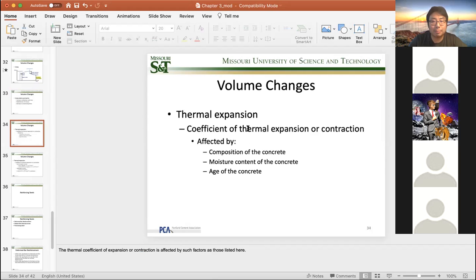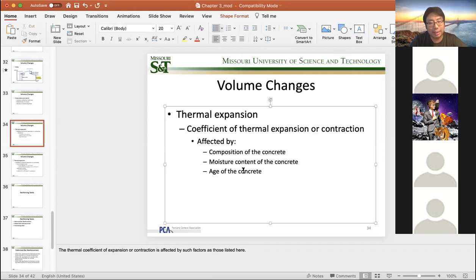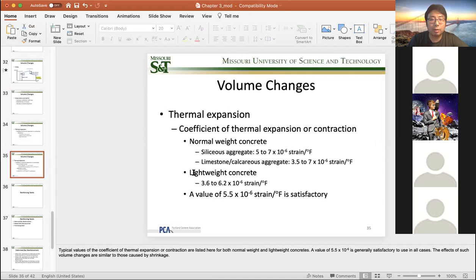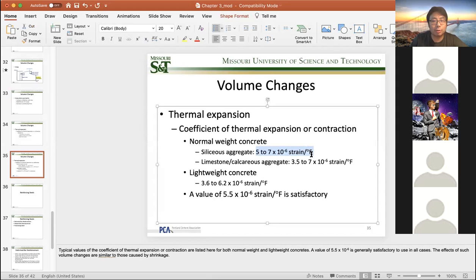And the thermal expansion basically comes from the composition of the concrete, moisture of the concrete, and age of the concrete, okay? So you just need to know this. We most likely will not test this, okay? So a quick number you need to remember is the coefficient of thermal expansion, okay? It's about 3 to 5, it's about 3 to 7.